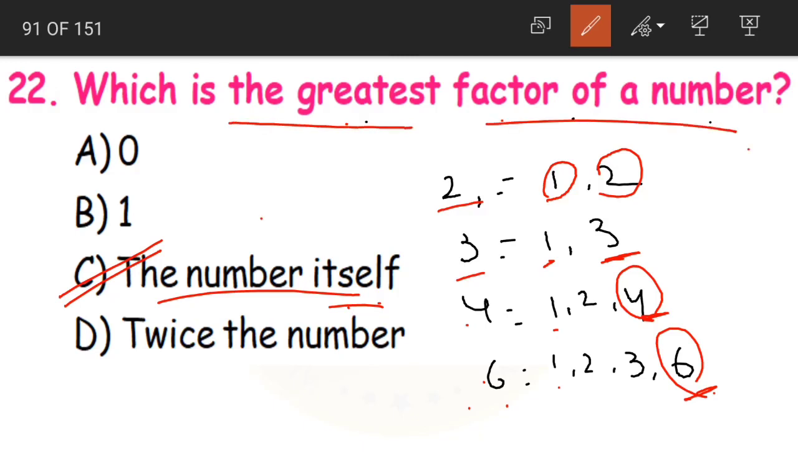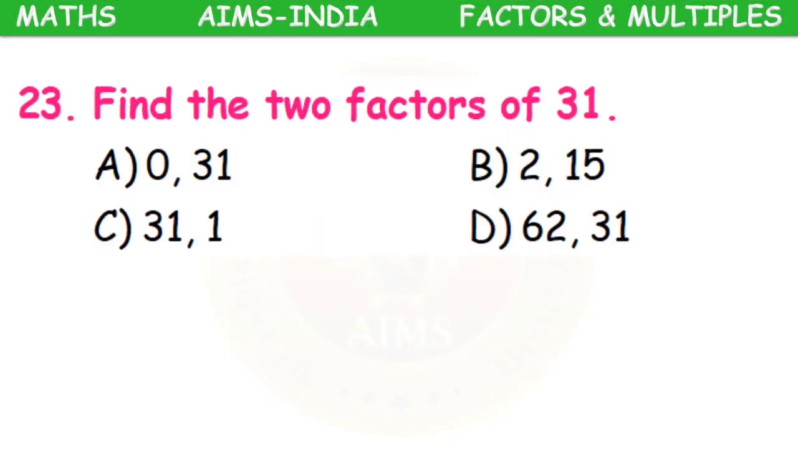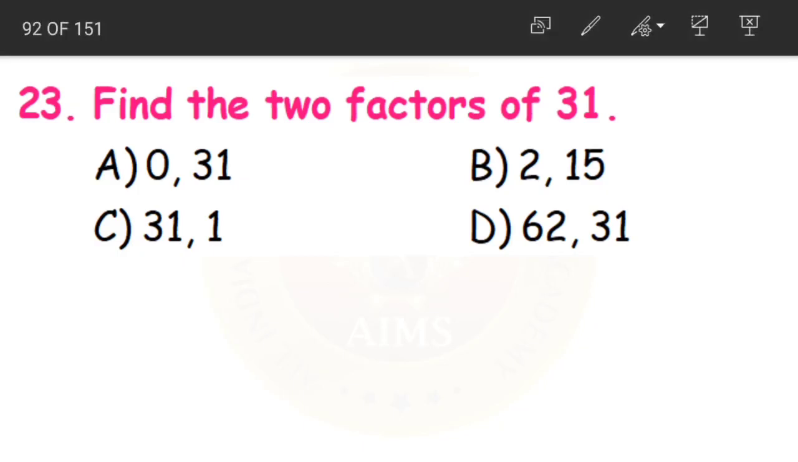If you get any doubt which is the correct answer, do like this. Write the factors of a few numbers and then observe which is the greatest factor in all the cases. Next question 23. Find the two factors of 31.